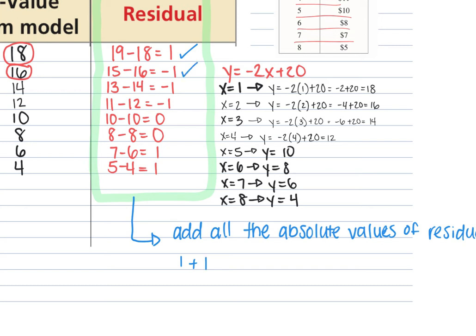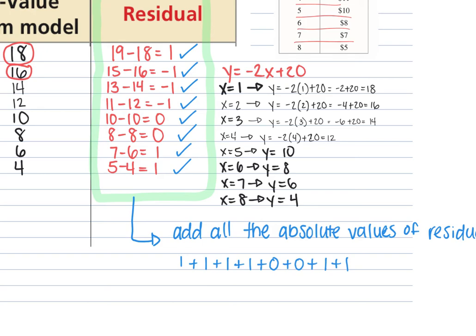What's the third one? Negative 1. Find the absolute value and you get 1. So 1 plus 1 plus 1. Do it again. Plus 1. Now, what was the fifth residual? 0. So we're not adding 1, we're adding 0 this time because the absolute value of 0 is 0. Do it again, you get 0. And what were our last two? Plus 1 plus 1.